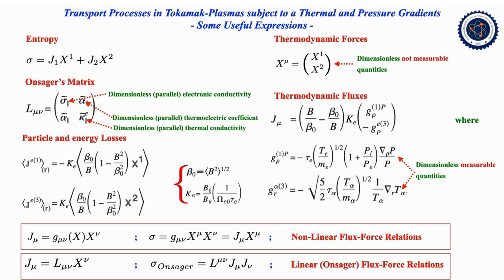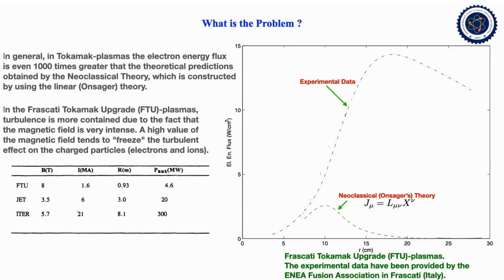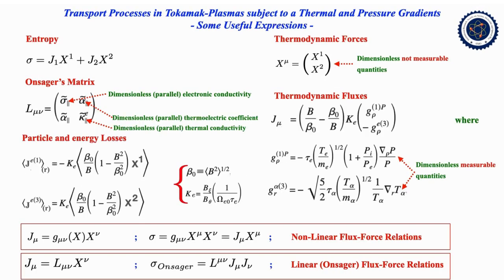So, according to the linear theory, you remember, the figure on the bottom of this picture, called the neoclassical theory. Fluxes and forces are linked by the Onsager matrix, where the diagonal elements are the dimensionless electronic conductivity in the case of electrons, and the dimensionless thermal conductivity. The non-diagonal components are the thermoelectrical coefficients.